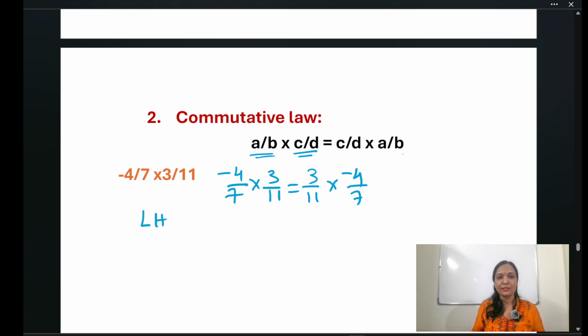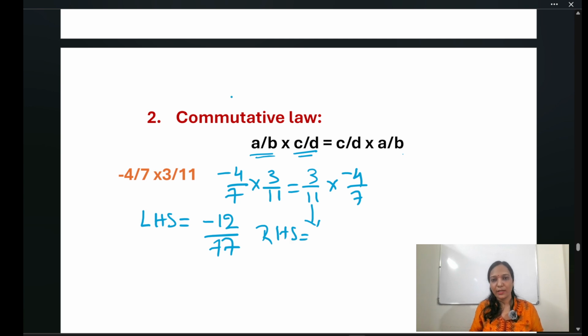So LHS is equal to minus into plus minus 12 by 7 into 11 is 77. Similarly अगर हम RHS की बात करते हैं तो देखिए प्लस इंटू माइनस इज माइनस, -3 into 4 12 by 77. ओके, 11 into 7 is 77. So ये हो गया हमारा कम्यूटेटिव लॉ. दैट मीन्स if we change the order then also value remains same.